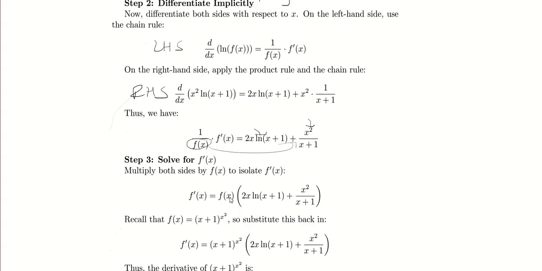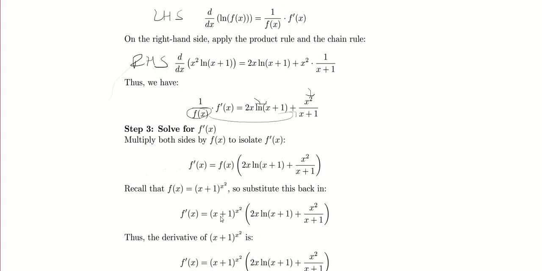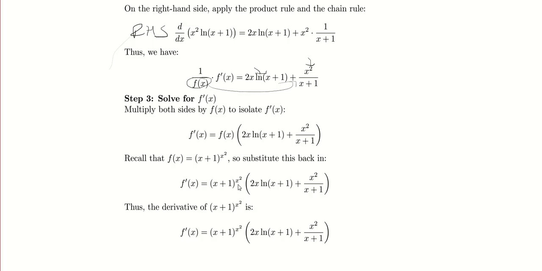So we can substitute that, and we get (x plus 1) raised to the x squared power times the quantity 2x times natural log of x plus 1, plus x squared over x plus 1. That's our final answer.